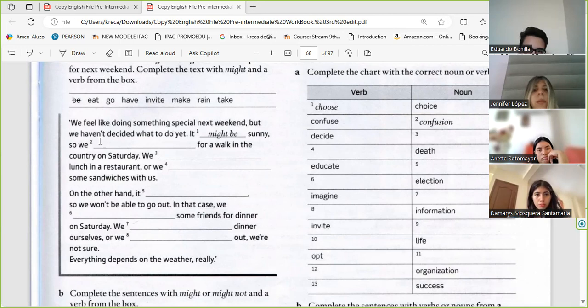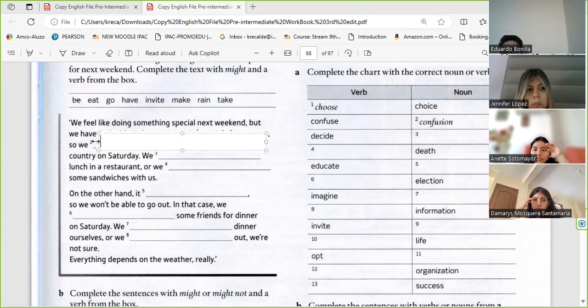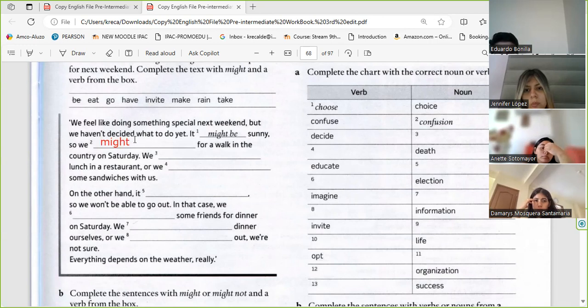Invite. Remember we are using might, so we say, Eric, might invite. Might rain for a walk? No. We might what? You say you might go for a walk. Okay, Eric? Let's continue, Damaris.